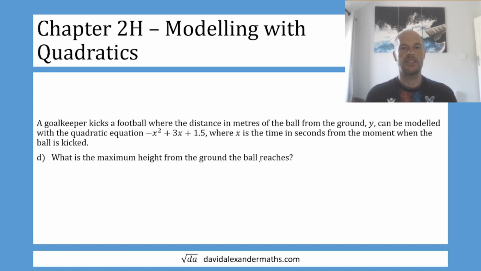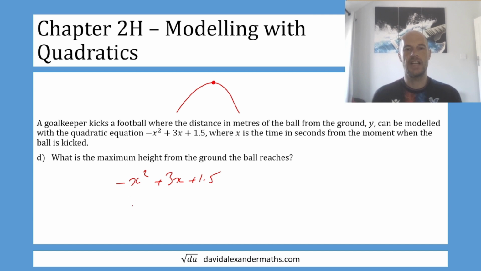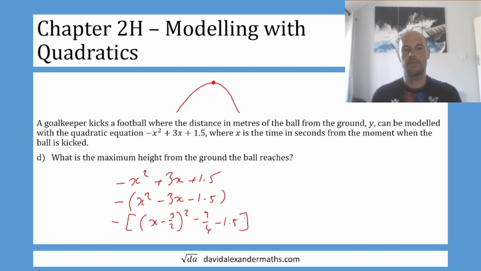What is the maximum height from the ground the ball reaches? The maximum height is this point here, which is the turning point. So what I need to do is to complete the square. I can only complete the square on an x squared, not a negative x squared, so I'm going to have to factor out minus 1. So that's minus lots of x squared minus 3x minus 1.5. That's going to be minus big bracket, little bracket, x minus 3 over 2 all squared, minus 9 over 4 minus 1.5, close the big bracket.